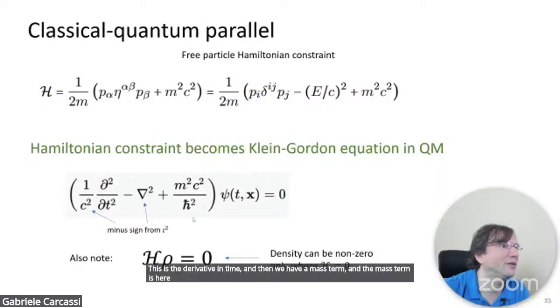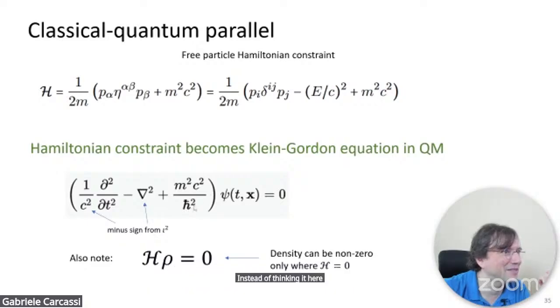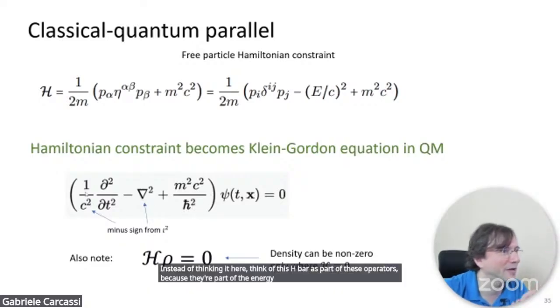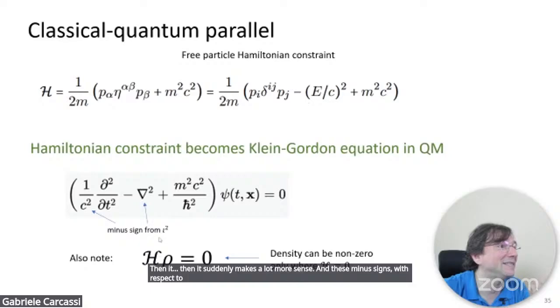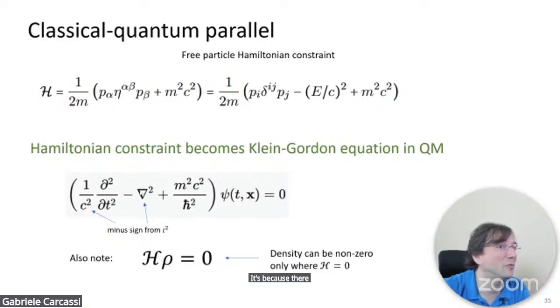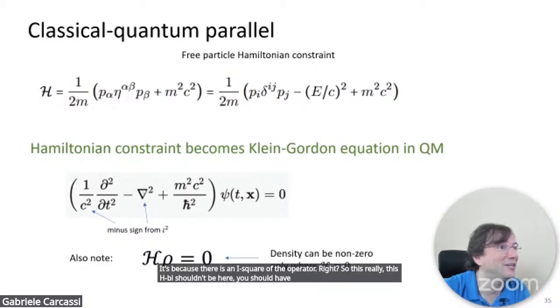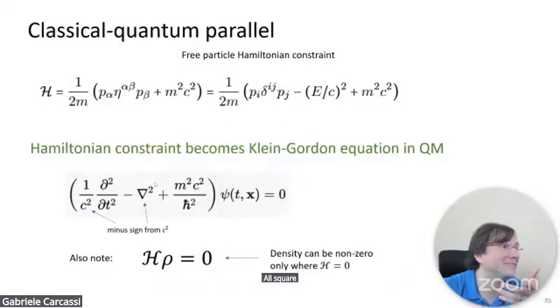The only thing is that you have an H bar here, but again, instead of thinking it here, think of these H bar as part of these operators because they're part of the energy and momentum operator. Then it suddenly makes a lot more sense. And these minus signs with respect to this, it's because there is an I square of the operator, right? So this H bar shouldn't be here. You should have an I H bar partial in time all square, and then we will get the sign to actually be exactly the same.